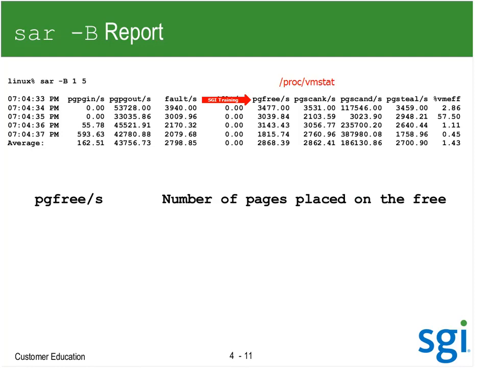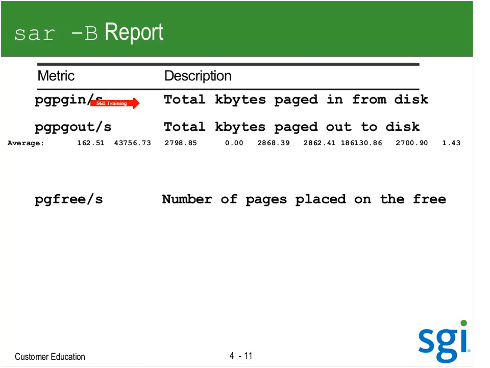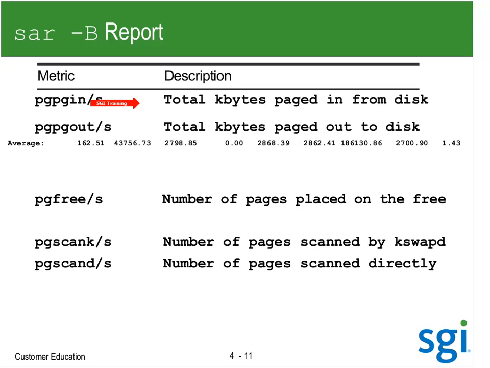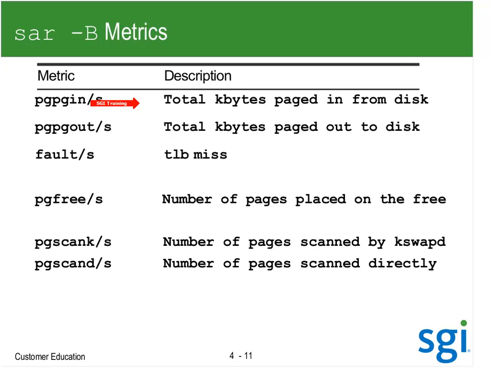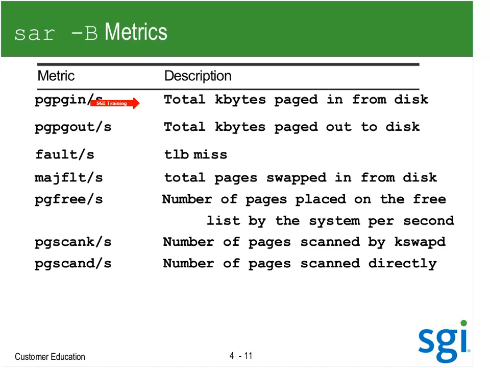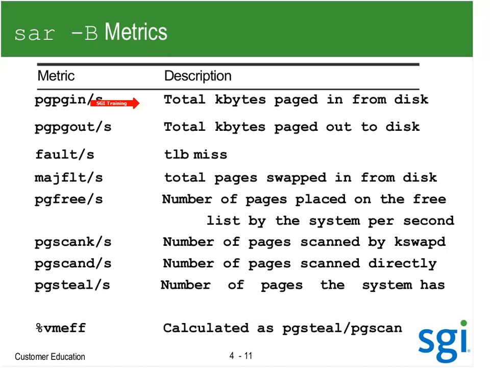Let's move on. So here: pages paged in, pages paged out, TLB misses, pages swapped in, number of pages placed on the free list, number of pages scanned by kswapd, and number of pages scanned by the kernel directly. I don't really know the difference between the two, we just add them together. And then number of pages the system has actually reclaimed. And then the efficiency was the steals divided by scans, is that right? Let's see, 50%. Yep, that's the right ratio.